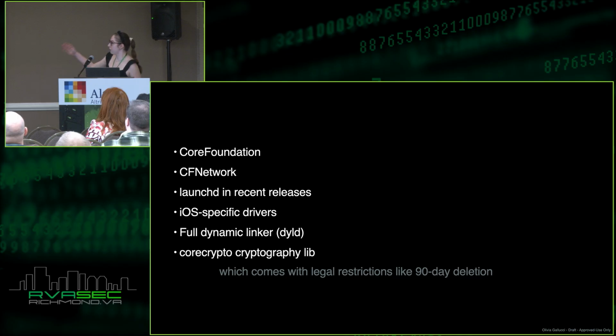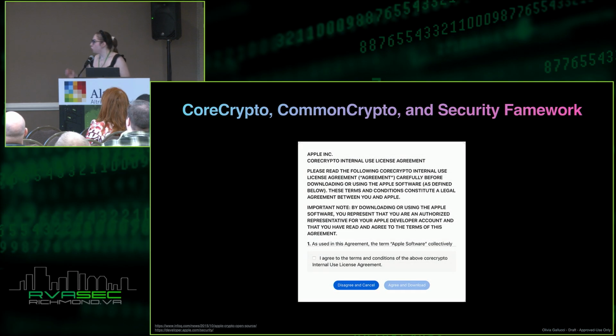Missing or partially available components include Core Foundation, CFNetwork, launchd in recent releases, iOS-specific drivers, the full dynamic linker, and their core crypto library, which is called corecrypto, which comes with legal restrictions like a 90-day then delete policy. A quick note about this deletion policy. Apple announced in 2015 that it would disclose the source code for 3 crypto libraries. Crypto, also, just crypto is cryptography in this case. There's Core Crypto, Common Crypto, and the Security Framework.